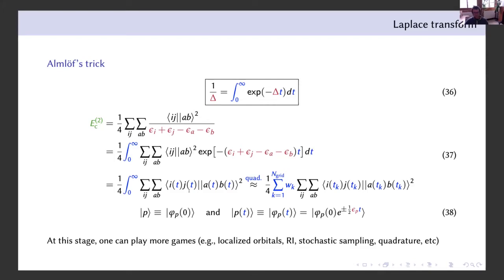Is there any other questions before I go to coupled cluster? What time is it?